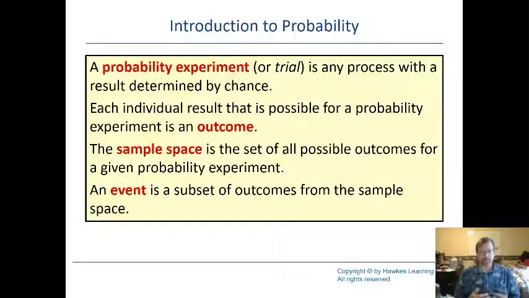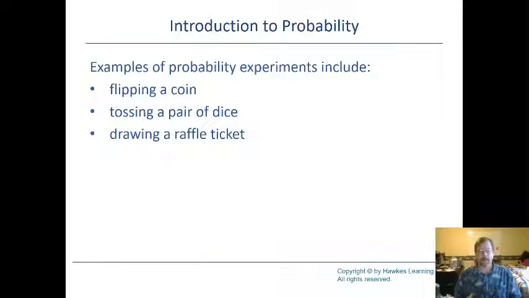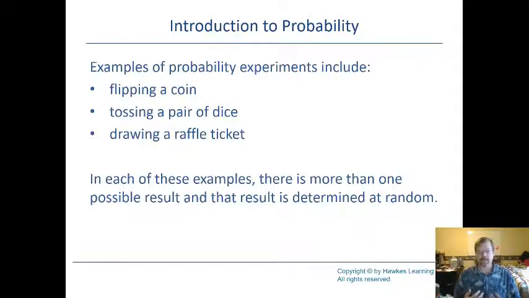An event is a subset of outcomes. Like rolling an odd number on a die, 1, 3, or 5. That would be a subset. That would be the event. If I'm rolling a pair of dice, anything that adds up to a 7 would be a subset of the possible outcomes. So that would also be an event. As I said, examples are drawing a raffle ticket, tossing dice, flipping a coin. Each of these has more than one possible result, and it's randomly determined.